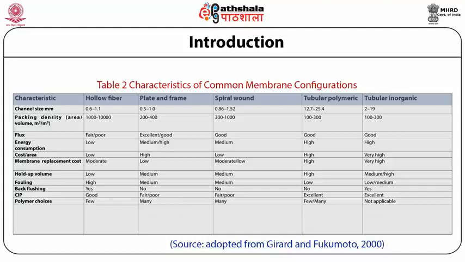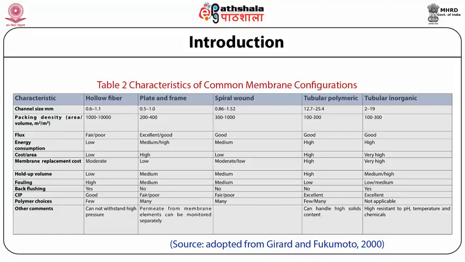Other comments: hollow fiber can't withstand very high pressure, while tubular membrane, particularly based on ceramics, is highly resistant toward pH, temperature, and chemicals. Tubular based on polymeric also can't handle high solids content. In the plate and frame, permeate from membrane elements can be monitored separately. In the case of spiral wound membrane, the mesh spacer creates dead spots to flow, and in such type of membrane this is a problem. Cleaning is also a little bit of a problem.